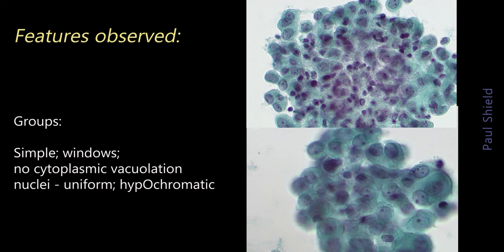So by that I mean they were flat, lacking three-dimensionality, certainly lacked organization in terms of formation of a community cell border or a definite acinar arrangement. They showed fairly uniform looking cells, and there were definite cell windows present in the groupings as well, and again no large cytoplasmic vacuolation.